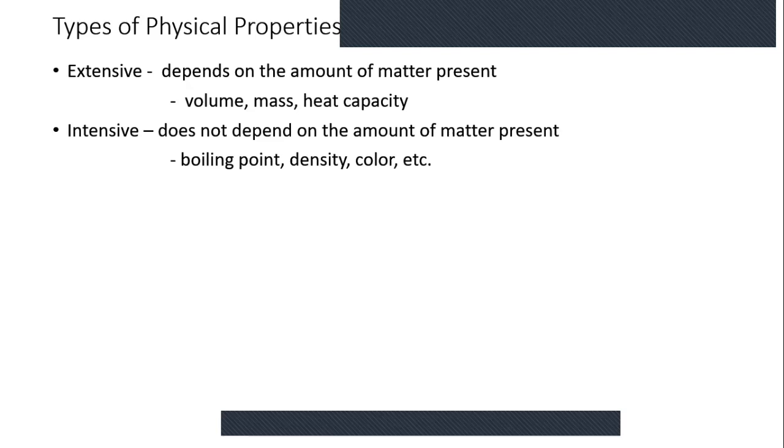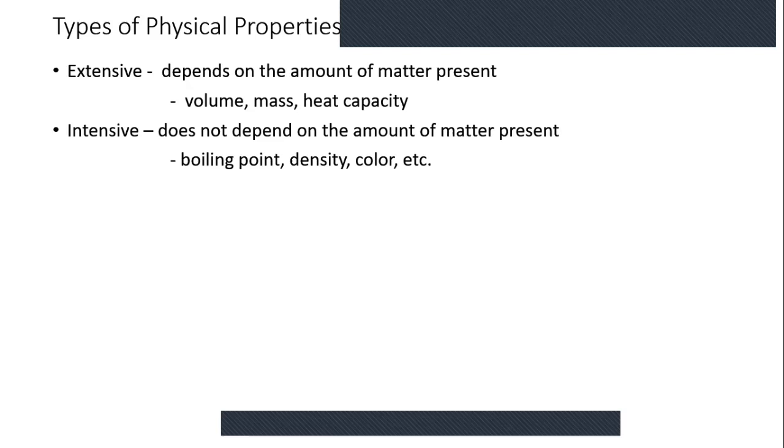So the more material you have, the more you have of volume, for example, or the more material you have, the longer the length is of your substance. So those depend on the amount of matter present.